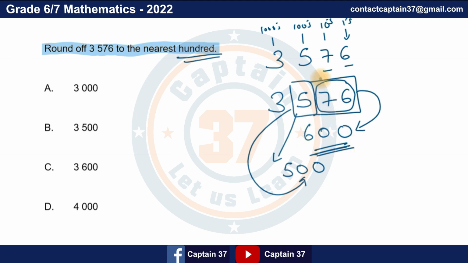In which case then, this written and rounded off to the nearest 100 would be 3600. Is the answer A? No. Is the answer B? No. Is the answer C? Yes. The answer to this question is C.